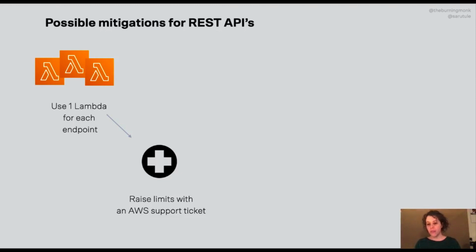Another mitigation would be to raise the limit with an AWS support ticket. It's very easy to do so. You can do that via the console. Some limits can be raised, some not, but it's a possibility and it doesn't take a lot of effort, so that's possible.